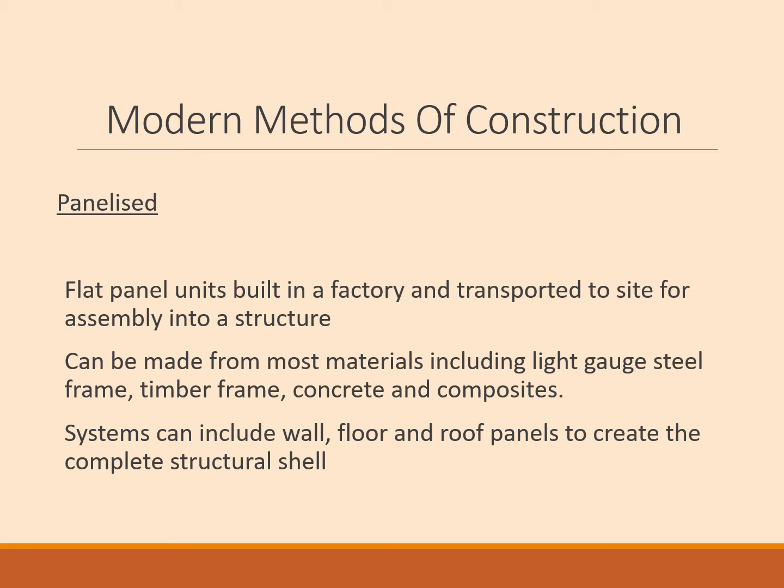This method of construction involves the manufacture of flat panels under factory conditions. Unlike volumetric construction, however, the panels are assembled on site or incorporated into existing structures. They include floors, walls, and roof panels and are used to form the complete shell of the building.